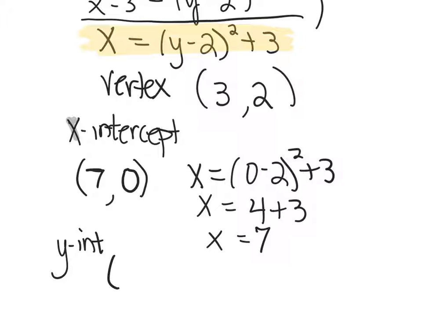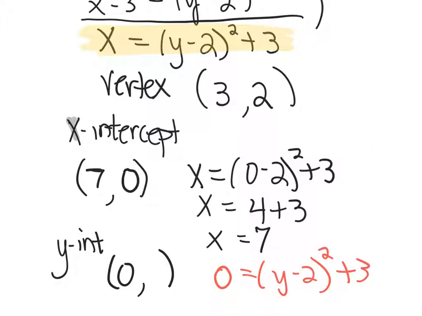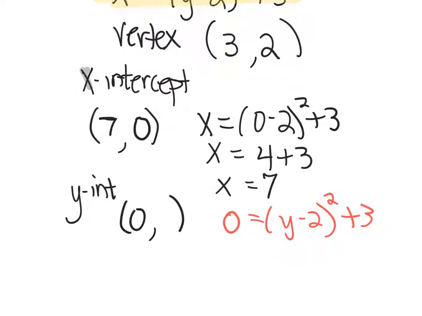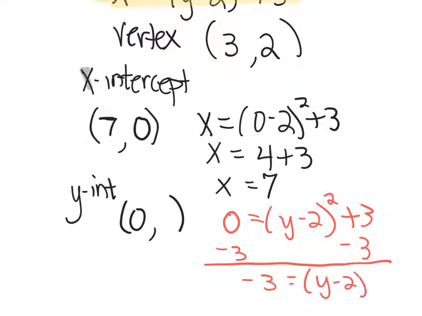All right, let's do y-intercept. What are we going to do with a y-intercept? We're going to let x equal 0, and we're going to figure out what y is. So we're going to go back to our original, and we're going to let x equal 0. So when we rewrite it, we have 0 is equal to y minus 2 quantity squared plus 3. We're going to subtract 3 on each side. So we're solving for y. Negative 3 is equal to y minus 2 squared.